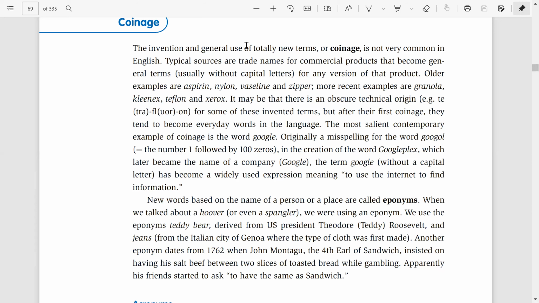The invention and general use of totally new terms, or coinage, is not very common in English. Of course, it's not very common. It is coined for different reasons. Sometimes you use the initial words for some particular thing, and those initial words then become a complete word, and we use that word normally like other words, like other entries into the language.